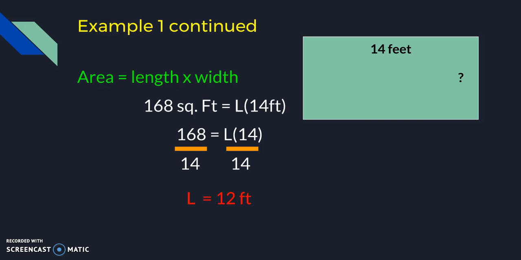So I know that the length of my deck that is being built needs to be 12 feet long to fit the entire 168 square feet total.